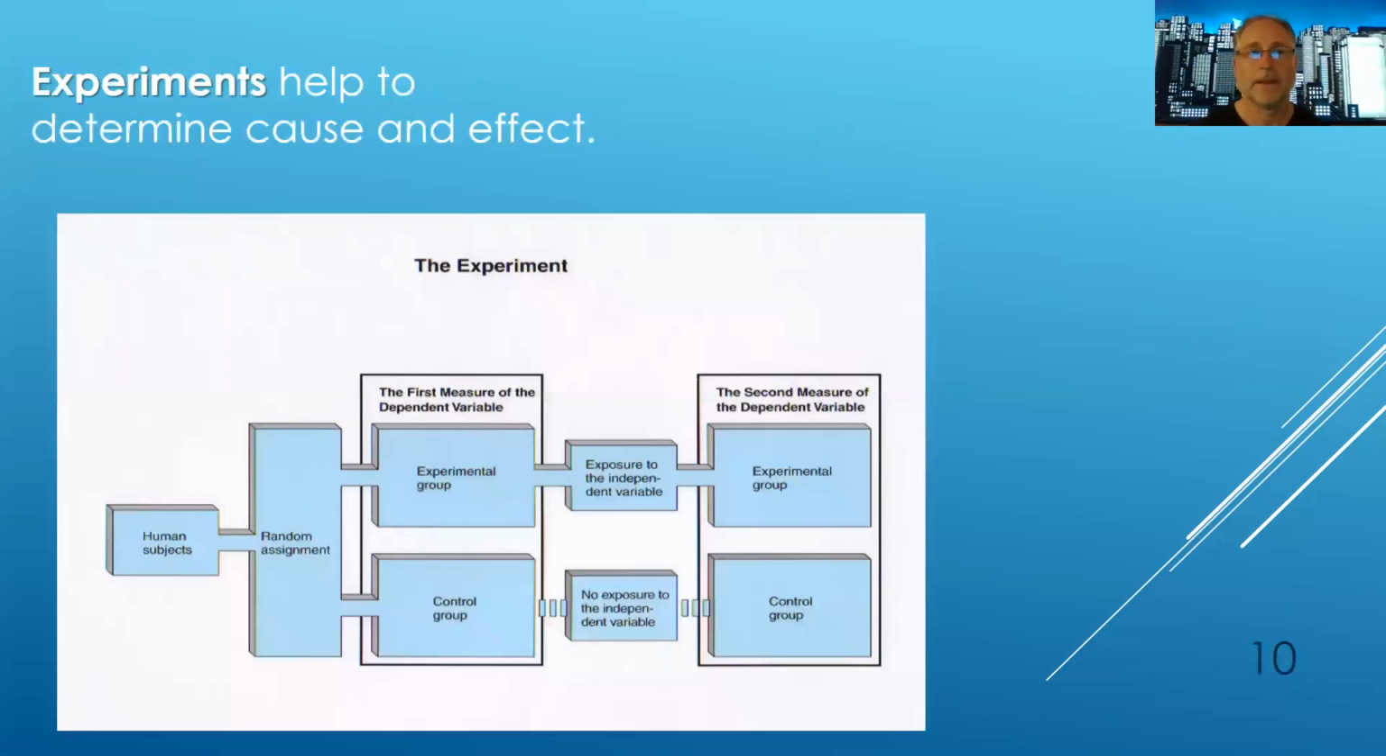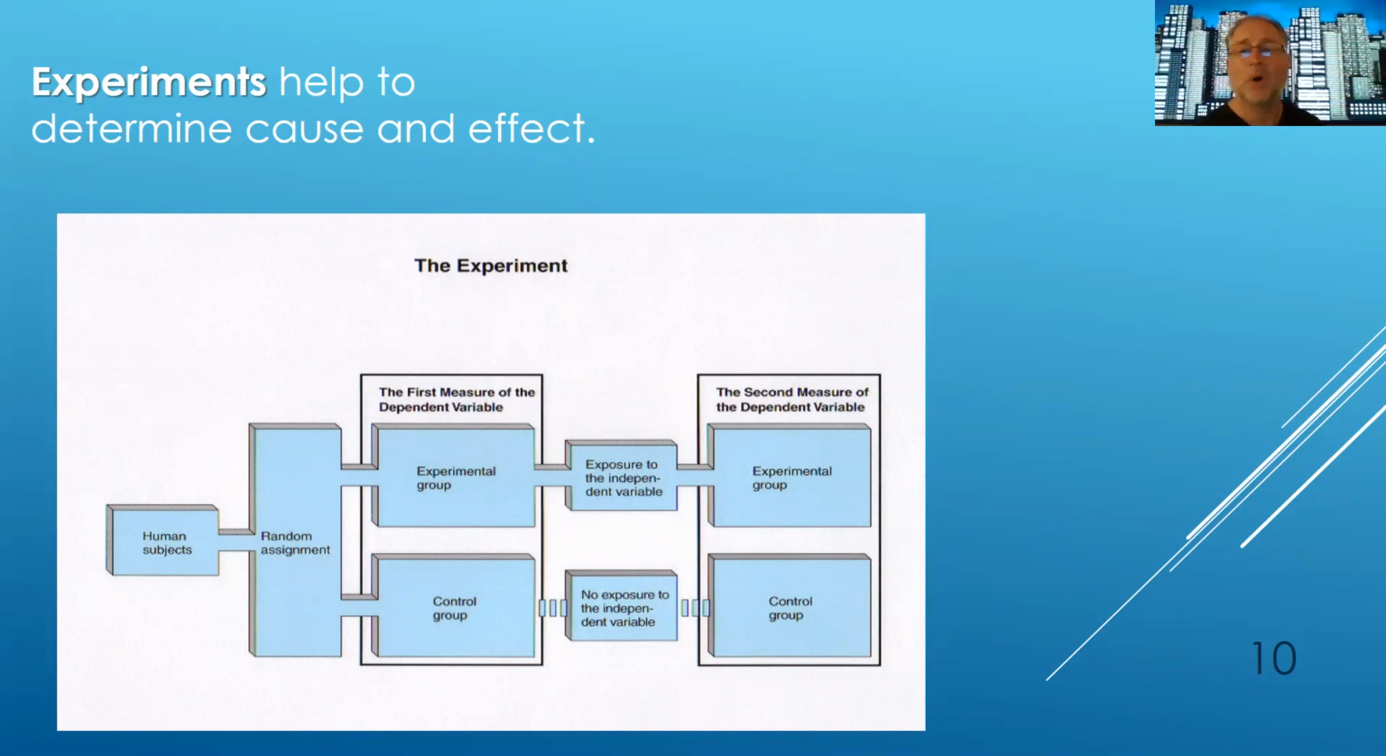Okay. The first five methods that we've already talked about have one thing in common. The one thing that they all have in common is that you're simply gathering information, period. But there is one other major way of collecting data for doing research, and that's called an experiment. Experiments help to determine cause and effect. So what I have on the screen here is a very simple experiment. And I say it's very simple because experiments can become much more complex than this.